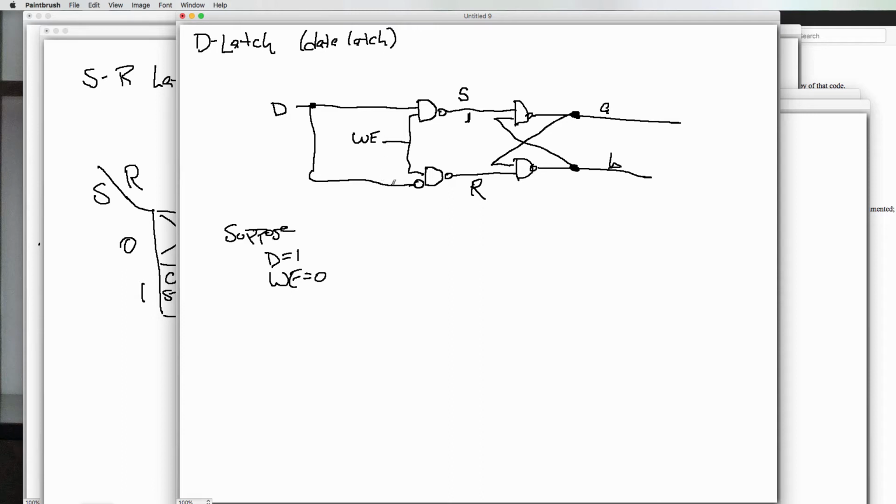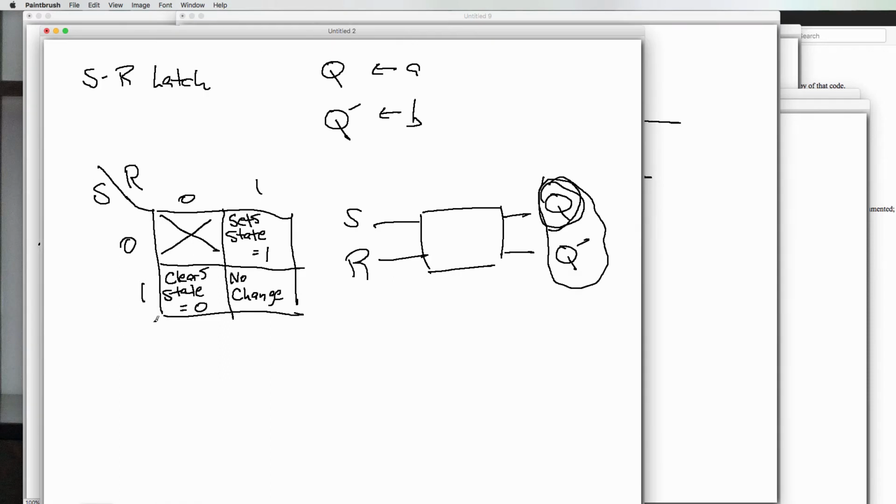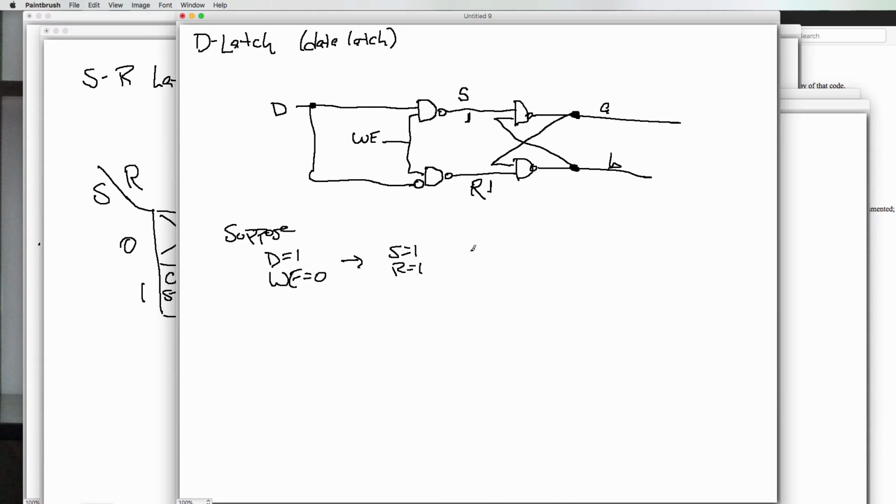Likewise, what would be going on in here if WE is a 0 and D is a 1? What I have going in here would be 0, 0, and 0, and 0 is 0, and this is a 1. So notice now what I have: when this is true, then I have S equal to 1 and R equal to 1. And you may recall when S is equal to 1 and R is equal to 1, there is no change.